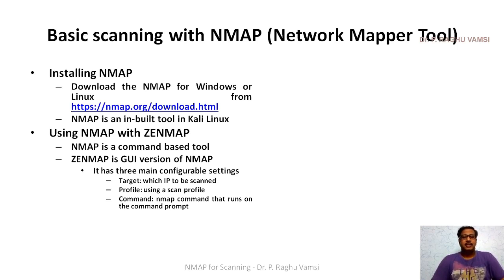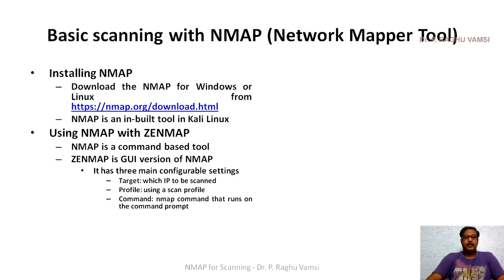Basically, Zenmap consists of three main configuration settings. First, the target, in which the target IP address will be placed for scanning. Second, the profile, in which it will use a scan profile. By default, a default profile will be selected. But if you want to specify a particular profile for performing the scan, you can select it, or you can create a custom profile for this purpose.